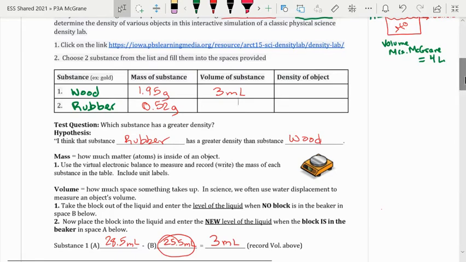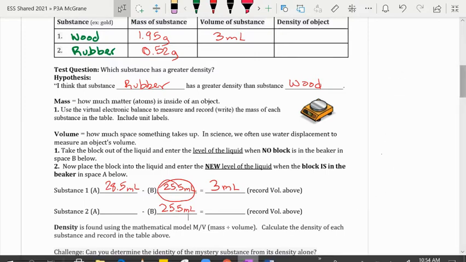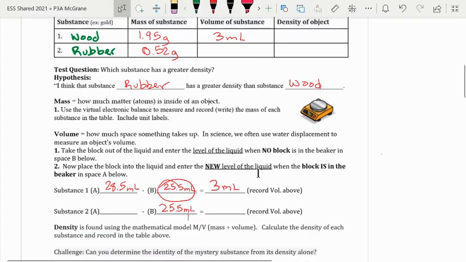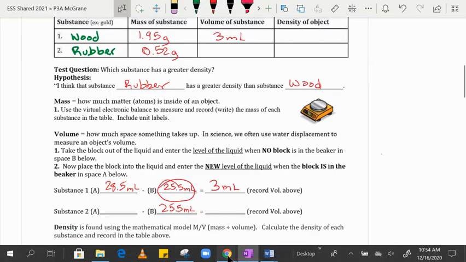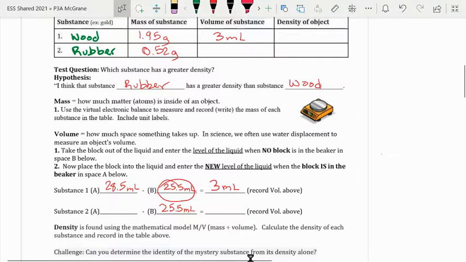You're going to then do the same thing for the next substance. So you're going to need your Chromebook. And go in your Chromebook to Canvas, and you're going to click on the lab link.